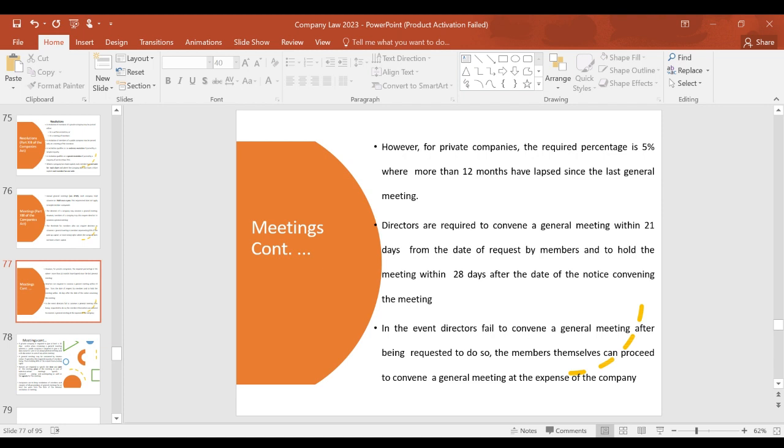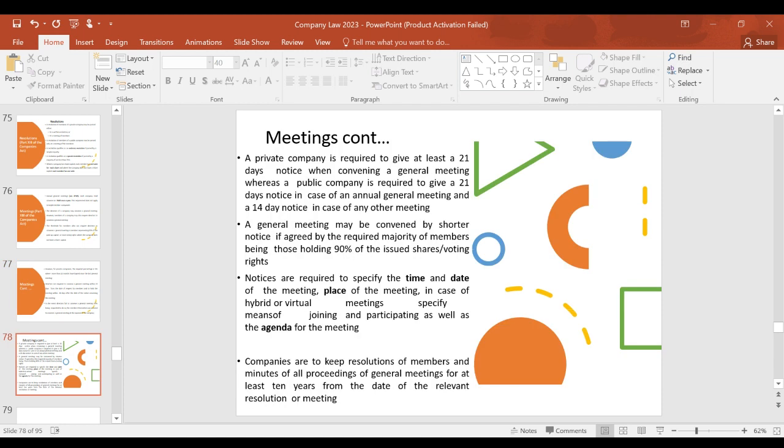Now, directors, once they have been requested to convene this meeting, are required, within 21 days, to set up a date, the venue, and the agenda for this particular meeting. And of course, in the event that 28 days have passed without convening this meeting, it will be in violation of Article 275A.